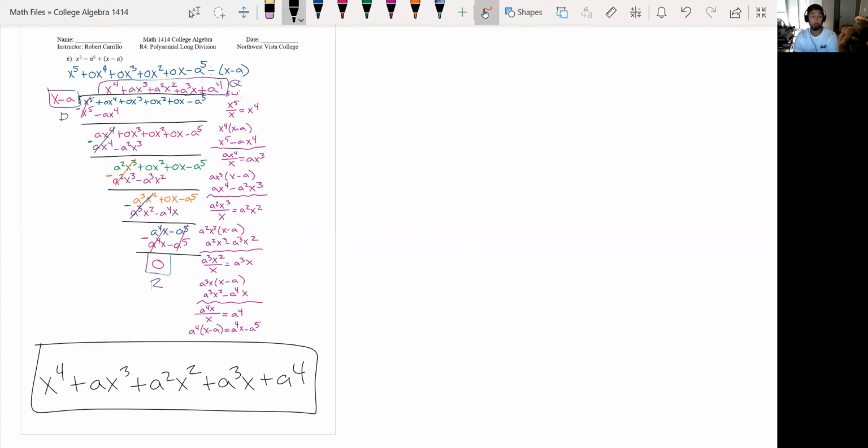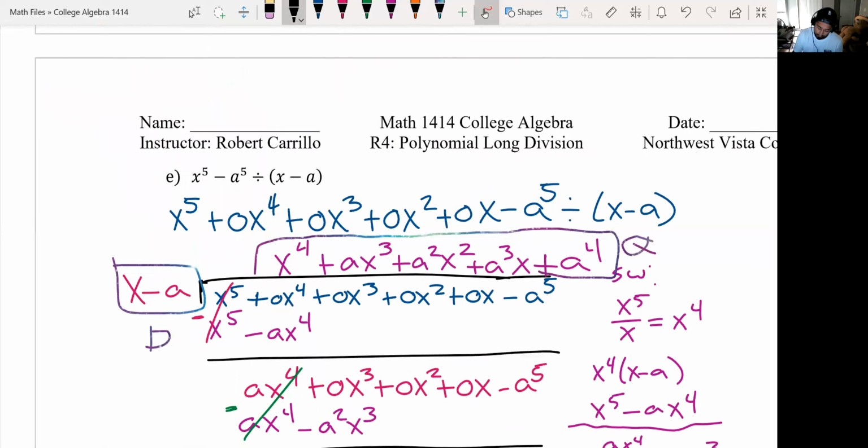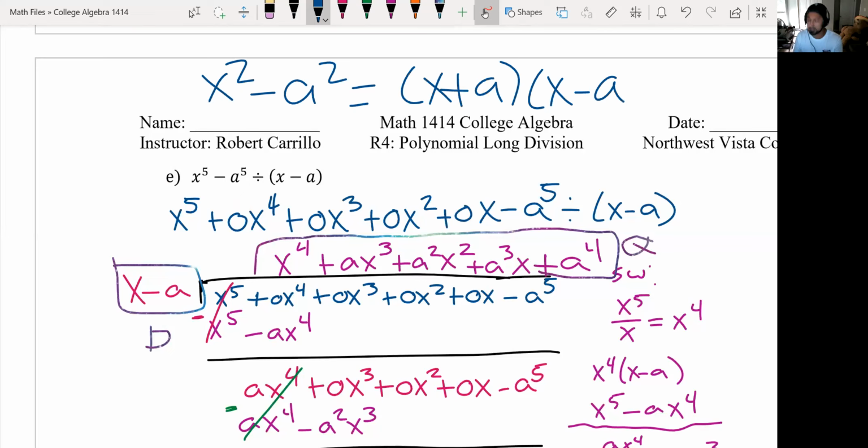Because what you just witnessed was that you now know how to factor a difference of fifths. Remember the original problem was x to the fifth minus a to the fifth. And that looks kind of similar, right? If you gave us x squared minus a squared, that would factor to x plus a, x minus a. And then if you gave us x cubed minus a cubed, that would be a difference of cubes, which is factorable.